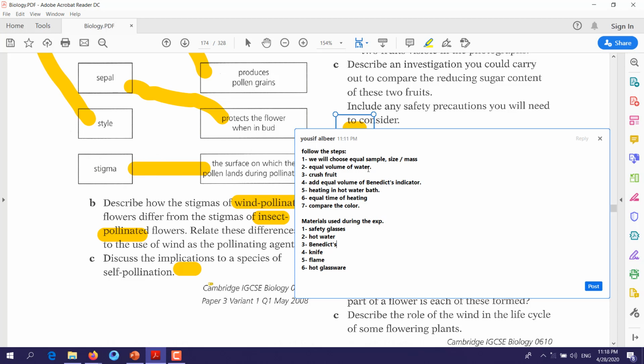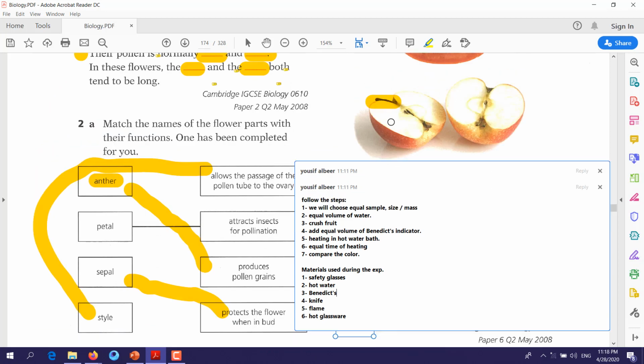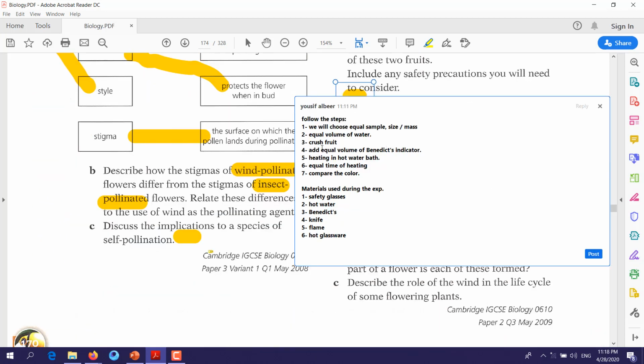So we will choose equal samples, which is equal size and mass, of both the tomato and the apple. Then we will also choose equal volume of water. Then we will crush the fruits, or you can say cut the fruit, it's the same. Then we will add equal volume of Benedict's indicator.